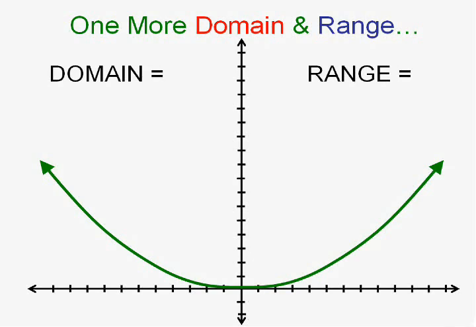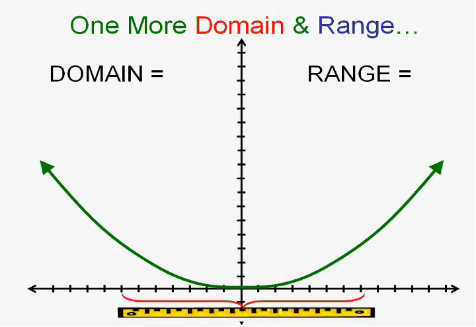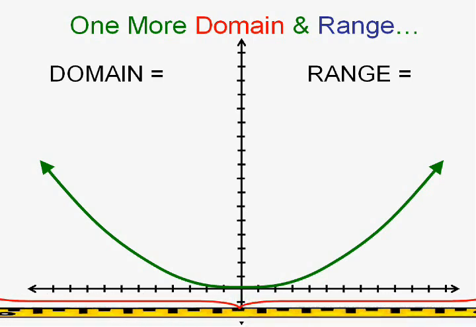Let's try this one. Hopefully you can see once again that the domain measures kind of how wide something is, and the range measures how tall or short it is. The domain is all the possible x's. Now this thing goes to the left forever and to the right forever. How are we going to name all those points?